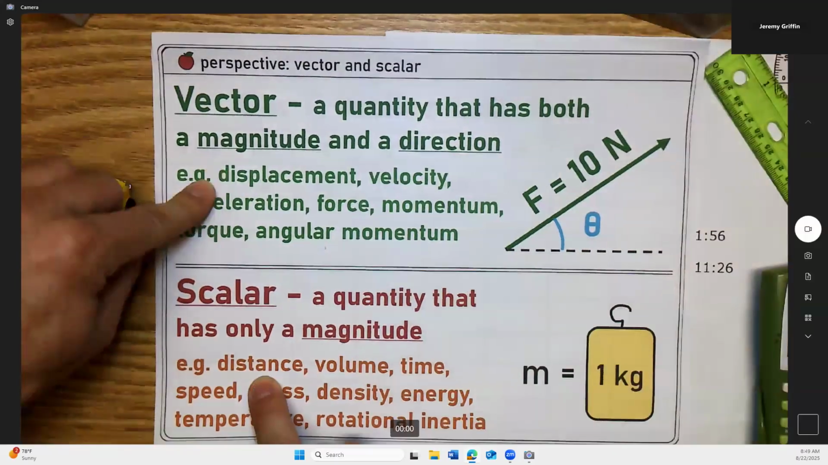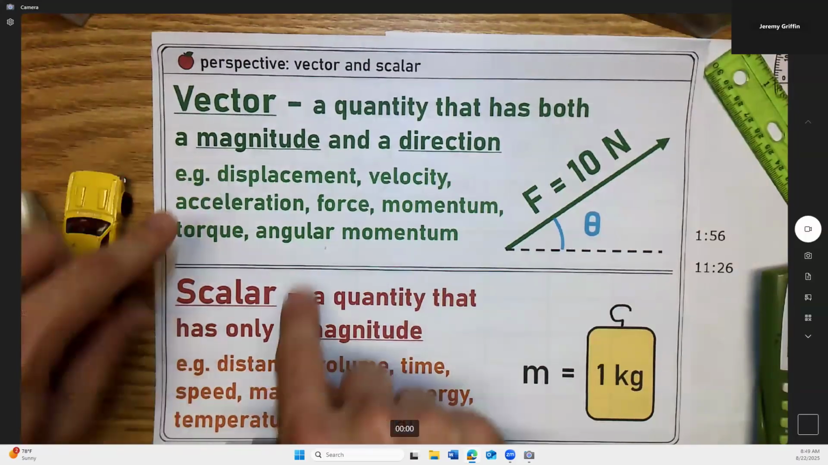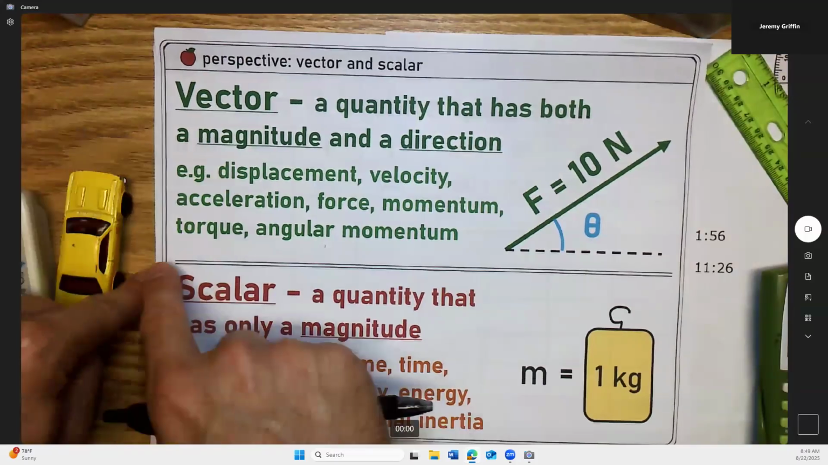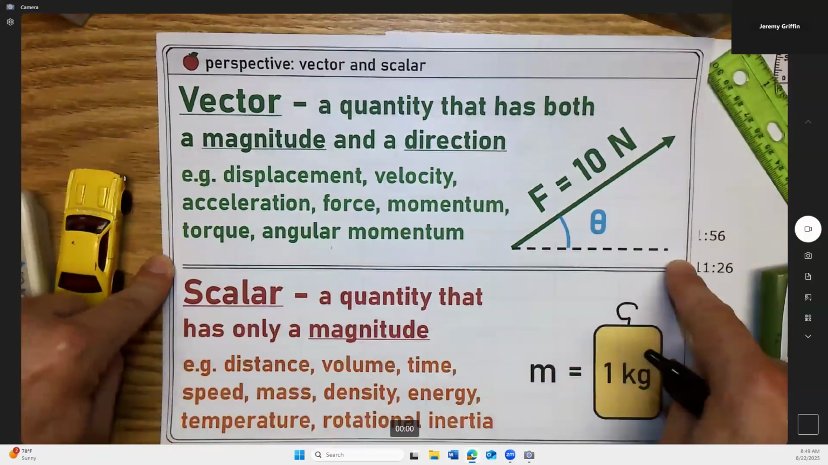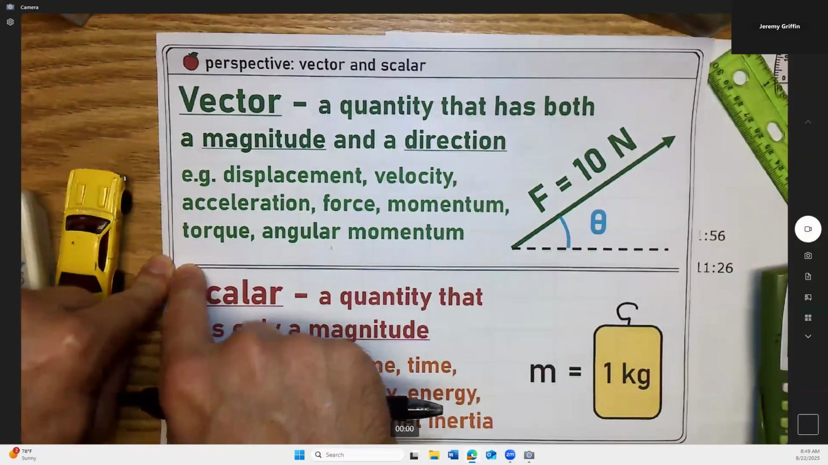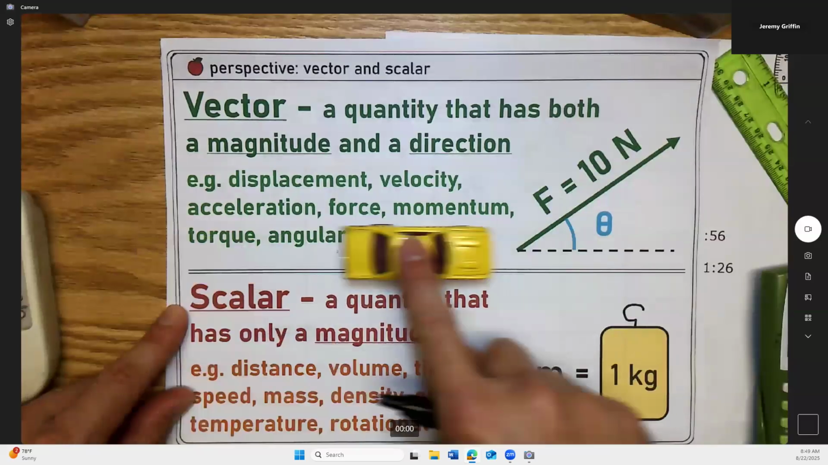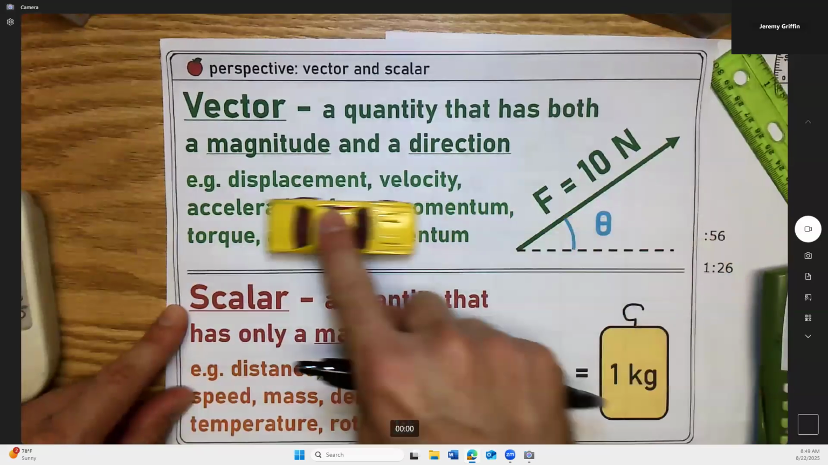Look real close here. Displacement versus distance. It's a little technical difference. Let me talk about that right now. Suppose you start on the left side of this page, and you go all the way to the right, and you go back to the left again. You guys ready for this? This is a tricky thing. AP could totally ask this question. I got a little toy car. I start on the left side, go all the way to the right side of the paper, then go back to the left side of the paper.